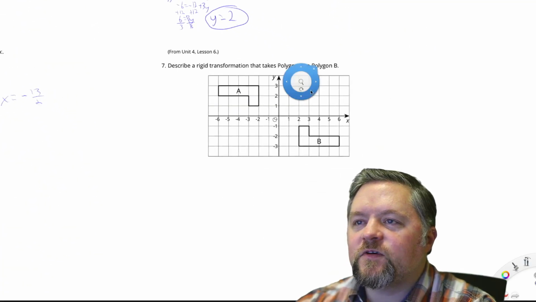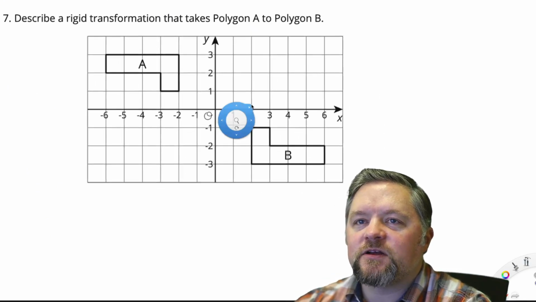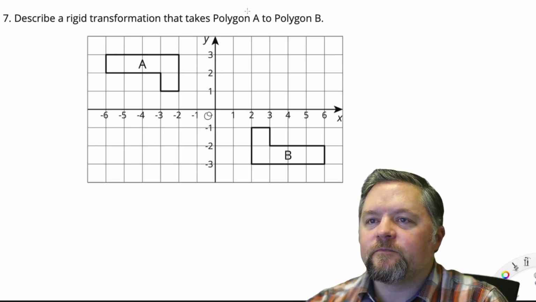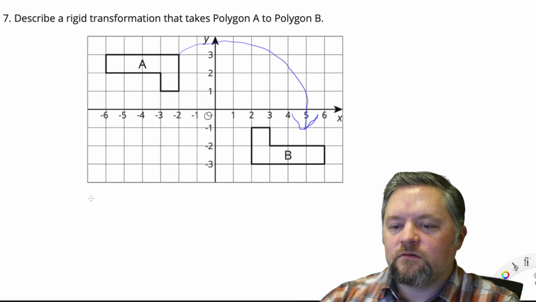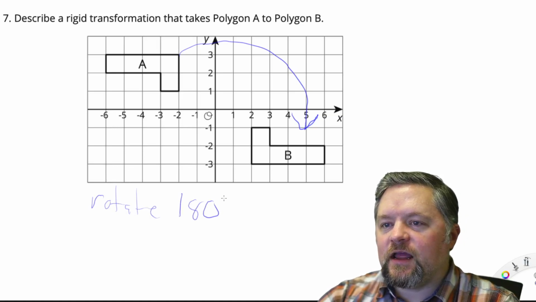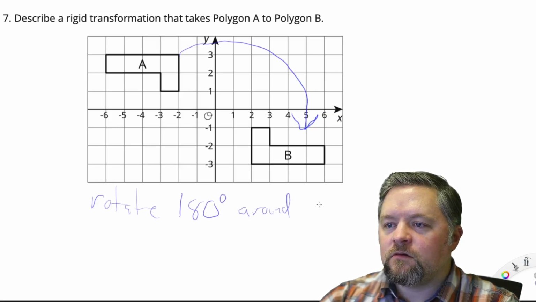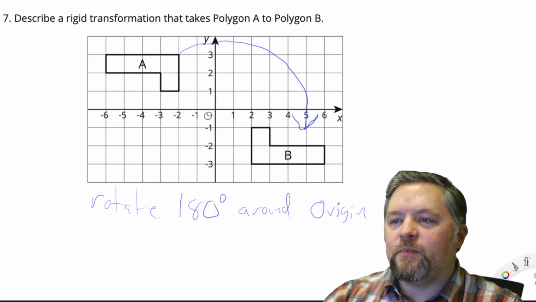Not even the last one. We've got another problem to do. Describe a rigid transformation that takes polygon A to polygon B. So I want A to go to B. And that looks like a nice rotation. How much are we going to rotate it? 180 degrees. Where are we going to rotate it around? Rotate that 180 degrees around the origin, and A goes to B.